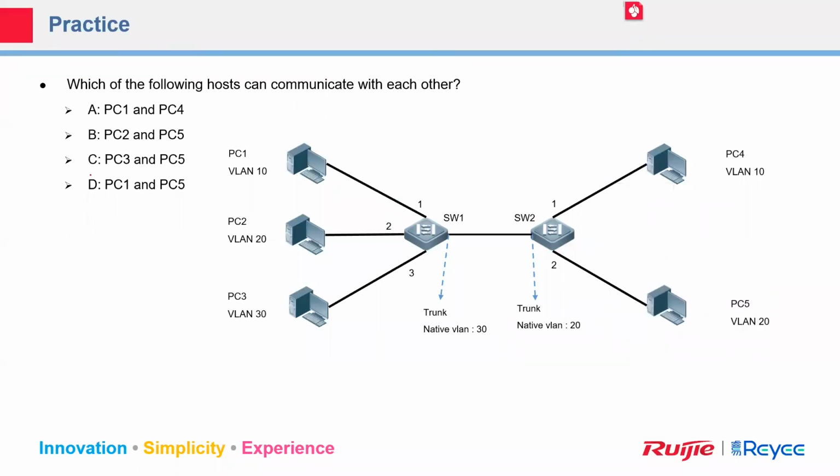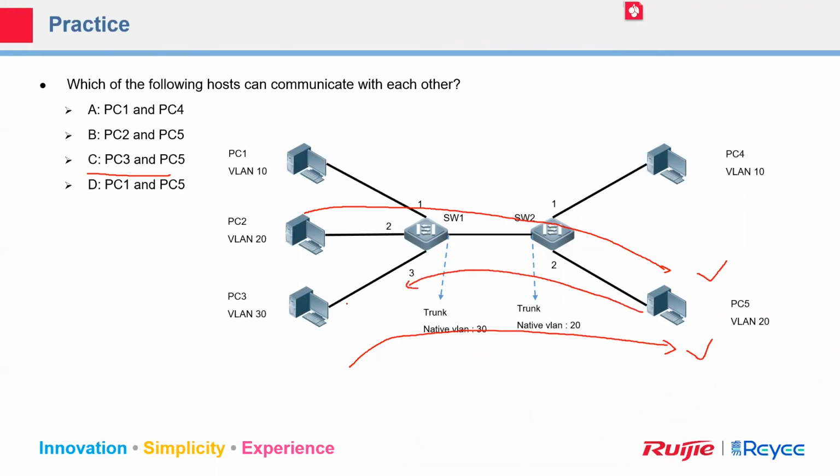Okay, the option C, right? Why can PC3 and PC5 communicate with each other? First, we have to know that if PC2 sends a message to PC5, PC5 can receive it. If PC3 sends a message to PC5, PC5 can also receive it. Both of them can receive the packet successfully. But if PC5 gives a reply, only PC3 can receive it. PC2 cannot. So that's why we say they communicate with each other. If I send to you, you can give a reply to me. That means the communication is successful.